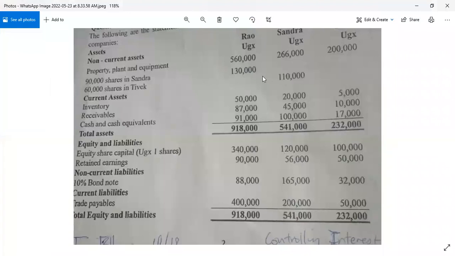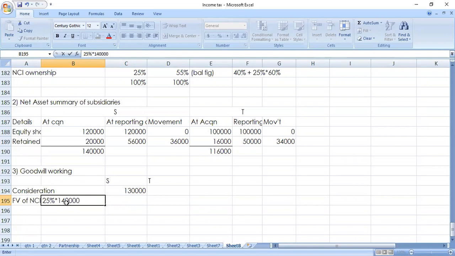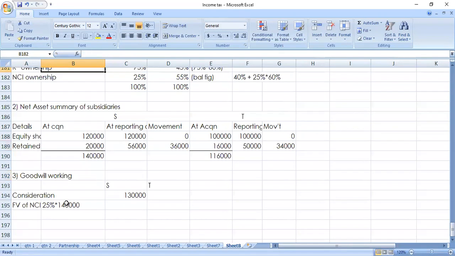So Sandra invested 130, so you come and say 130. This one is the normal one that you know, the 130 that we paid. Okay, then let me first concentrate on Sandra alone. Then you have the fair value of the non-controlling interest, which was also not given. So you're supposed to find it, which we say you get the percentage of NCI. In this case, it's 25% from working number 1, multiplied by the fair value of the net assets acquired, which is 140 from working number 2. You can see it here, 140 and the 25 here.